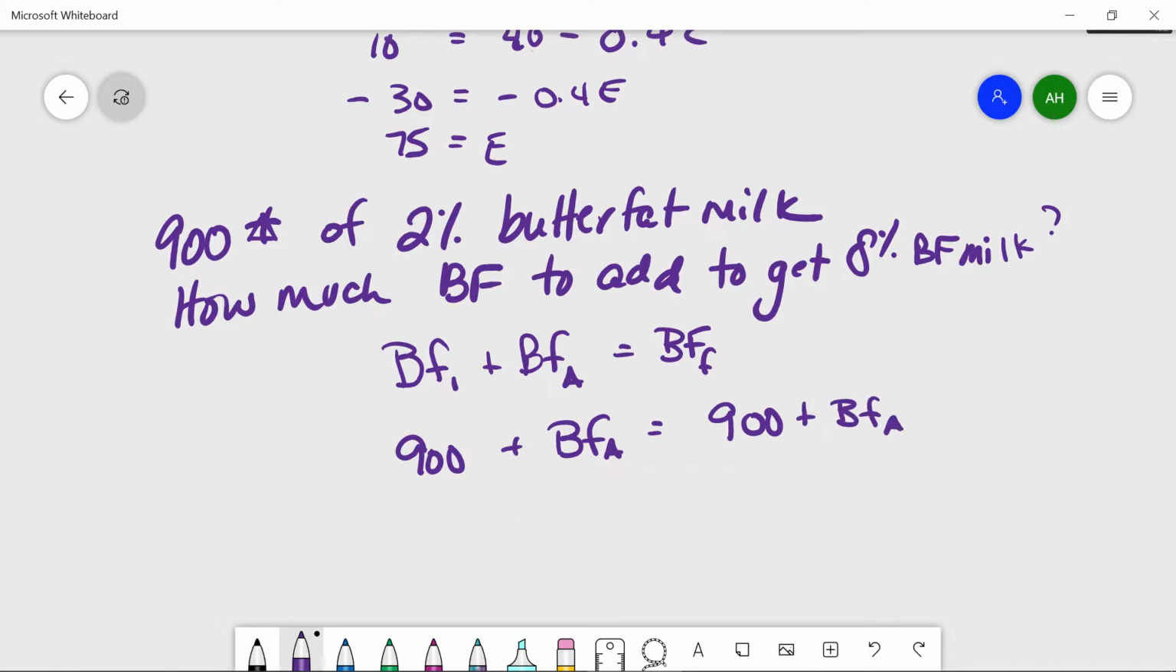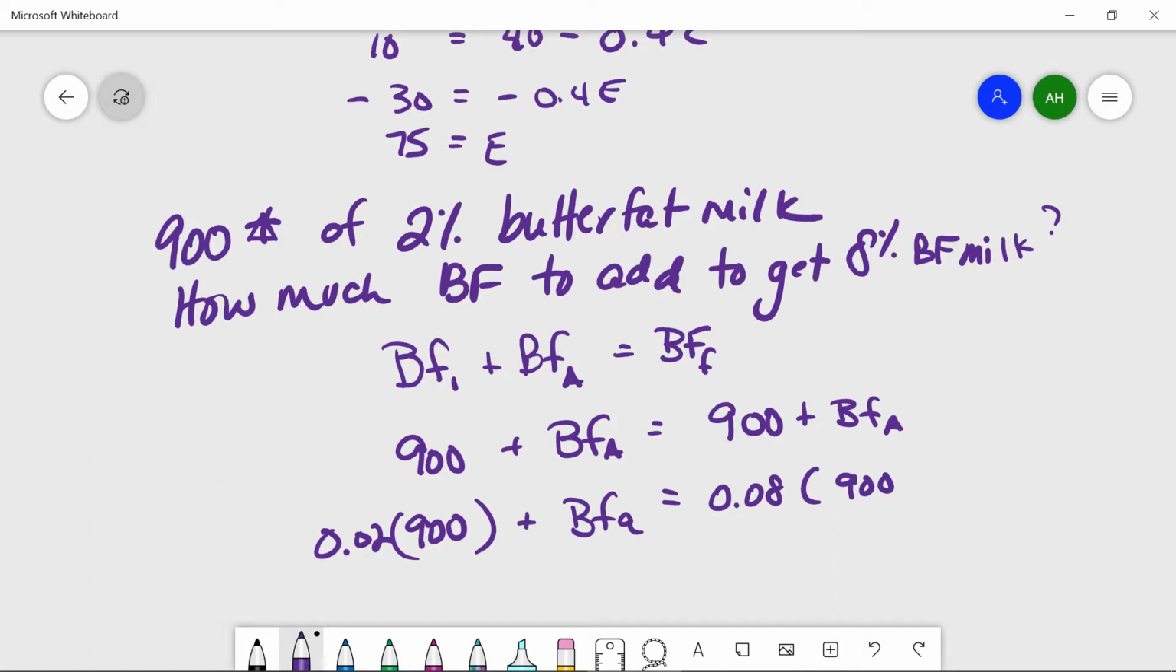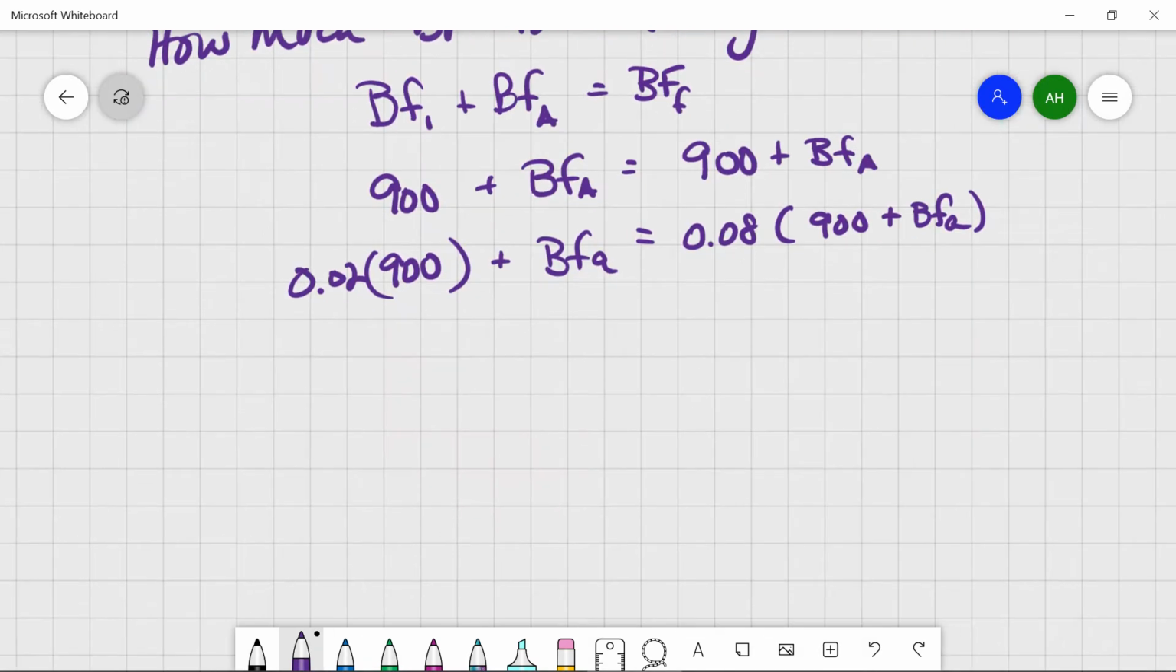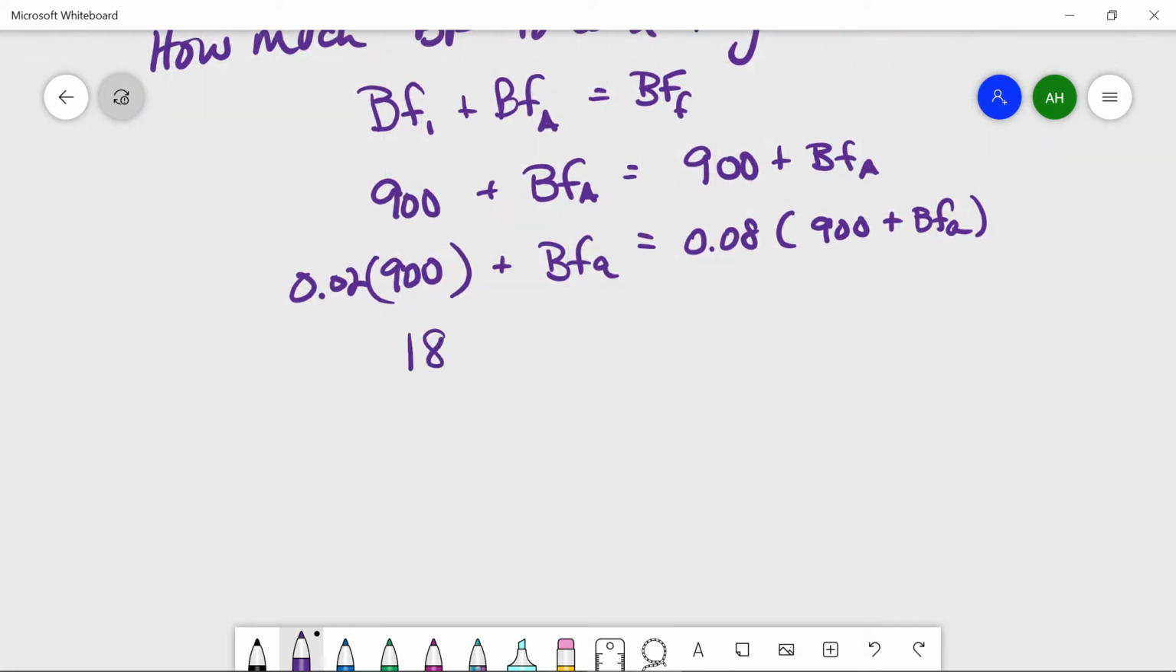Now I'm going to take this 900 that I put in to begin with. It is 2% butterfat, so I'm going to multiply it by 0.02, plus I'm going to add some other butterfat. And then over here, what I want to get in the end is something that's 8% butterfat. So I'm going to do 8% times the 900 plus the BFA. As I work those out, I get 18 plus BFA equals 72 plus 0.08 BFA.